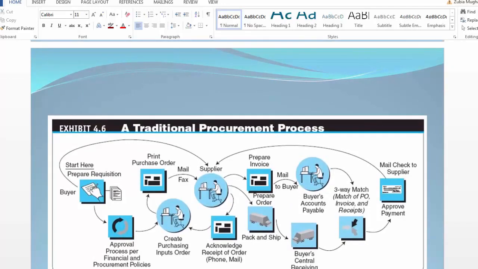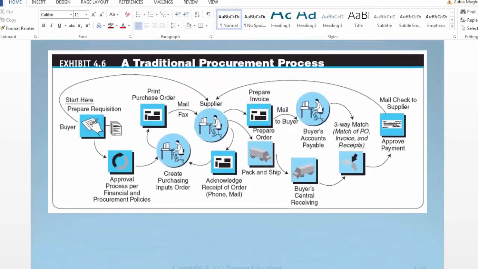The traditional procurement process, decades ago, looked something like this. You prepare a requisition for the order. The approval process, as per financial and procurement policies, has to be gone through in a company. Then you have to print the purchase order, mail it or fax it to the supplier, create purchasing order inputs, and acknowledge receipt of the order through phone or mail.